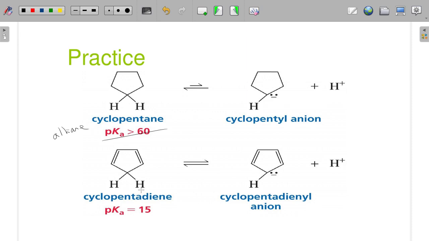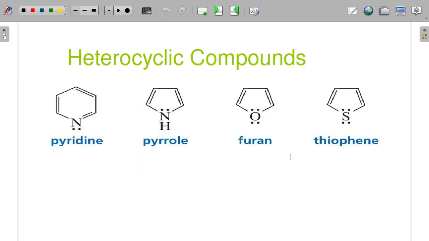And the reason it is because if I rip off this H now and leave that negative charge behind, if you think about it, this negative charge could now go into the ring and make an aromatic system that is so stable that H is able to rip off quite easily, and it drastically affects our pKa's. We even see that on some of our heterocyclic compounds, or heterocyclic just means rings with other atoms in there.